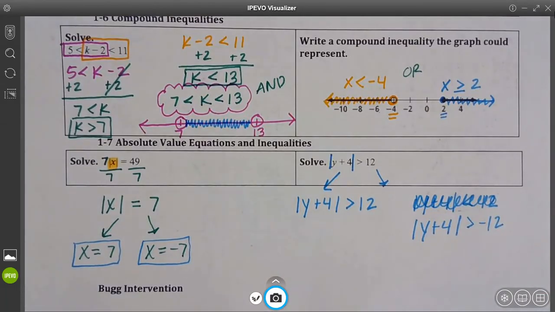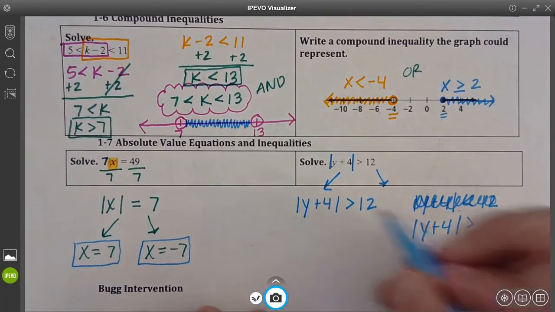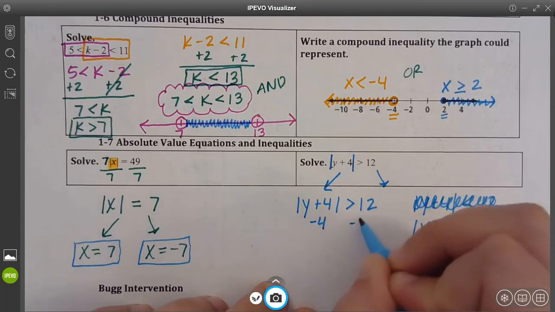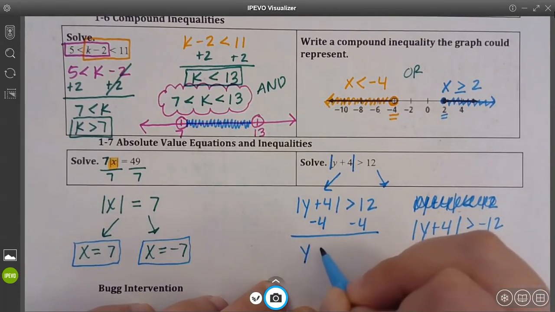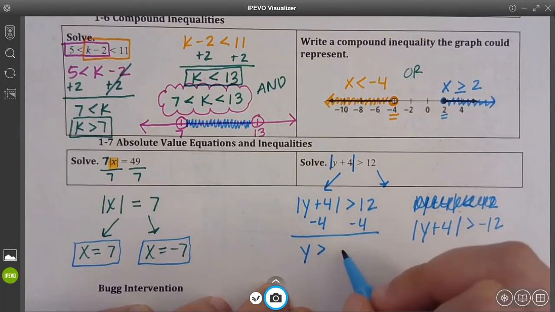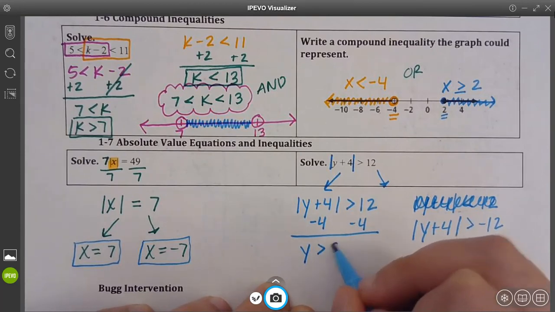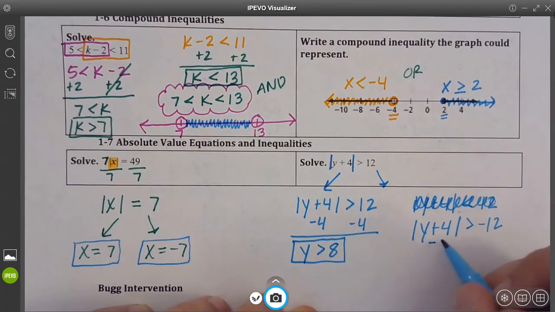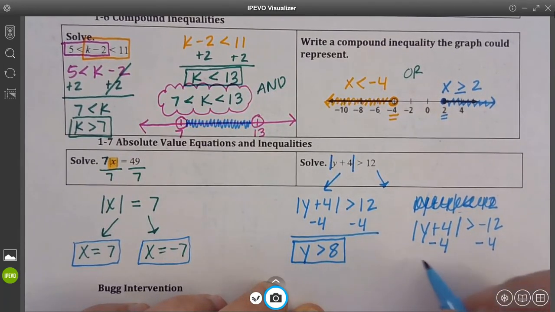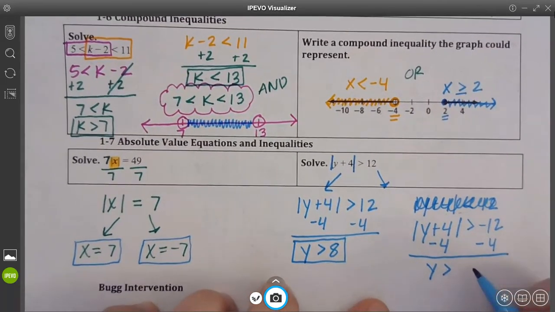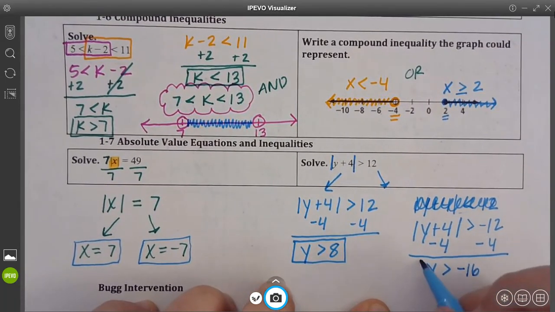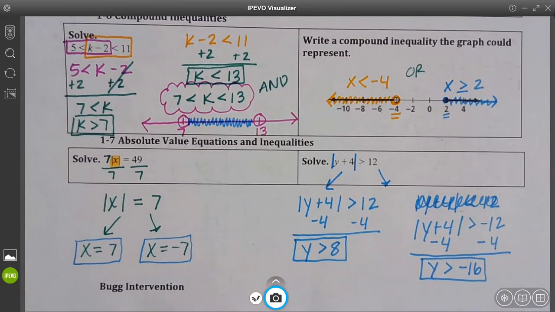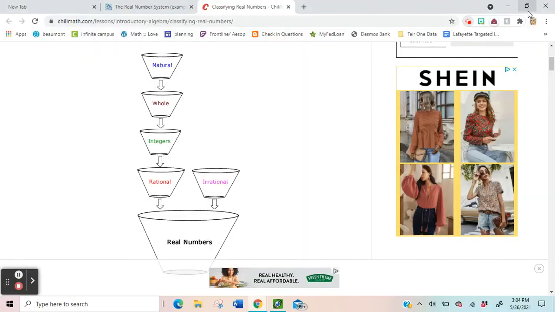So once I split them up into the two camps, I want to go ahead and solve. I'm going to subtract 4 from both sides. y is greater than 12 minus 4, which is 8. So this is one of my answers here. And then on this one, I'm going to subtract 4 from both sides. y is greater than -16. And those are going to be my two answers there. And that's our last problem of this video. Hope this helped.